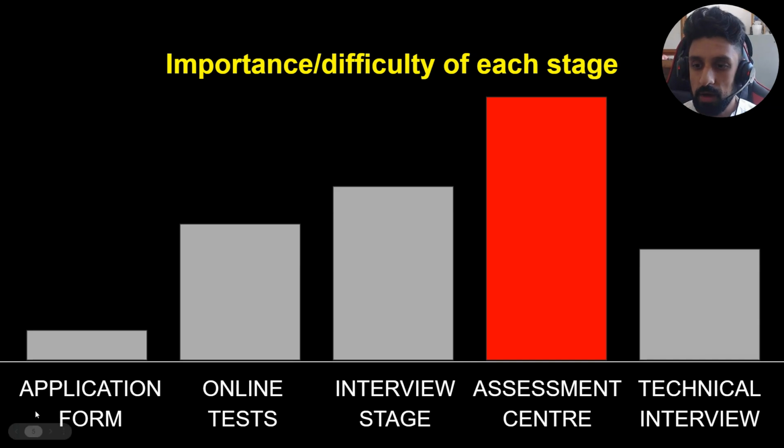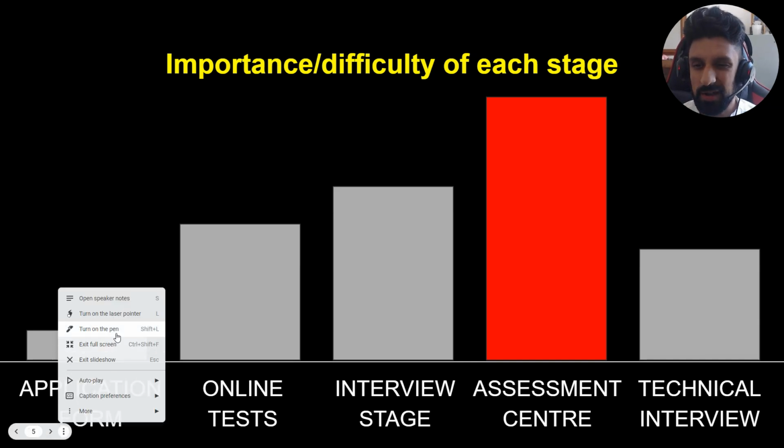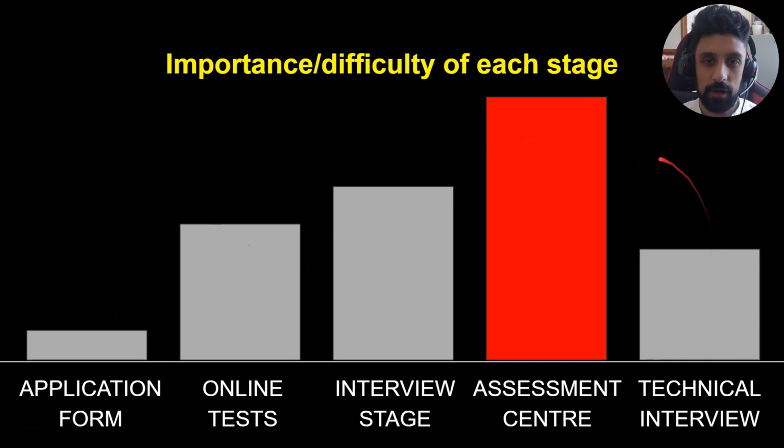This is just an image, well, a pictogram, that I want to show you when it comes to the importance and difficulty of each stage. So we've got the application form here, and these bars represent how hard or how important that stage is. And you can see here that the application form is obviously important, but it's not very difficult. The online tests are quite difficult. Then the interview stage is even more difficult than the online tests because you really have to prepare for that. You really have to be confident, and it can be a make or break situation. And the assessment center is by far, you can see, the most difficult part of this whole process.